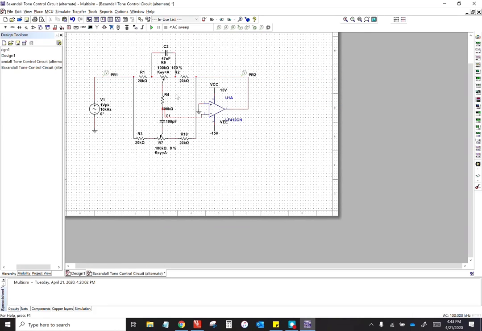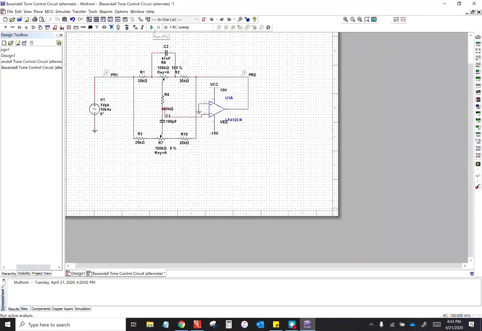Now the first simulation I will run is with both pots all the way to the left. So this top pot is listed as 100%. That means that this wiper blade is all the way to the left. This bottom pot is listed as 0%, which is also all the way to the left. The reason this says 100% and this one says 0% is because the orientation of these two pots is opposite of each other.